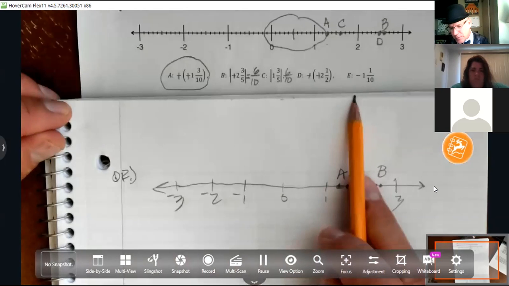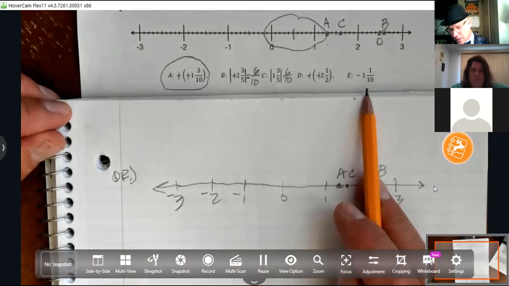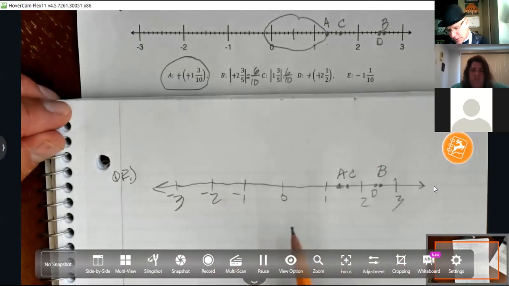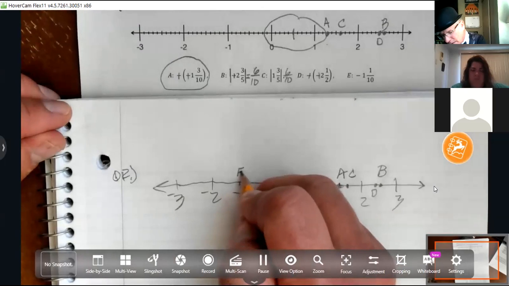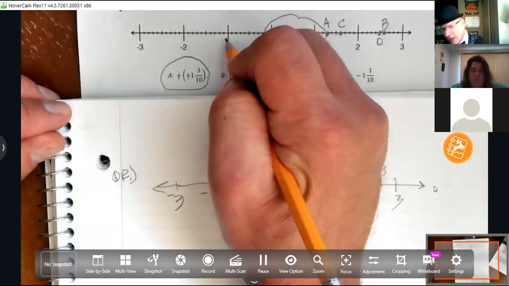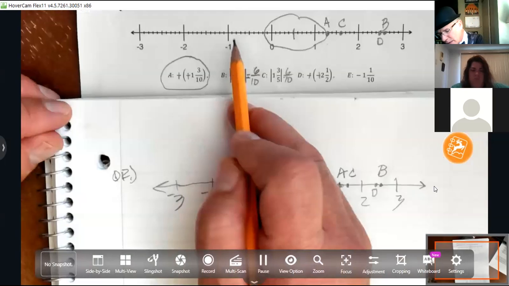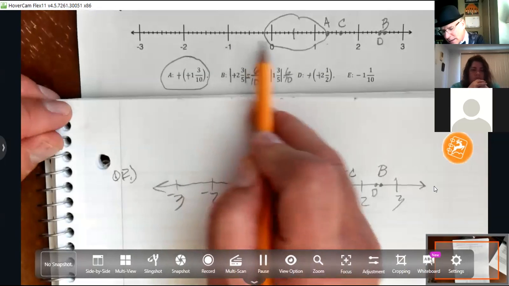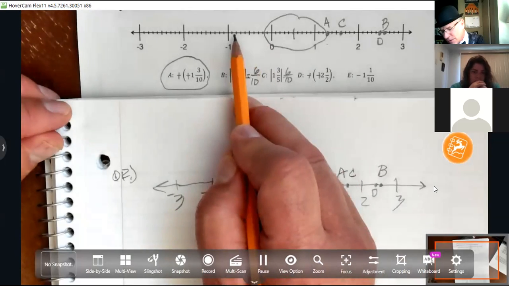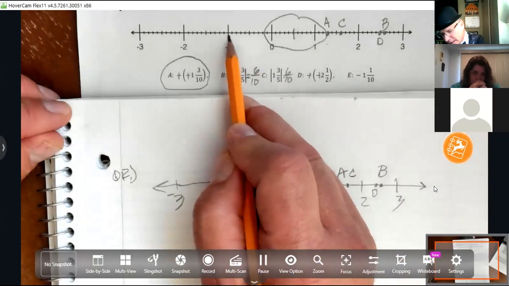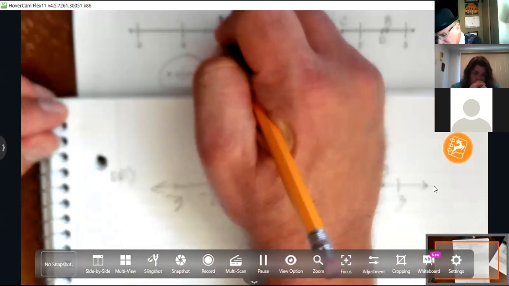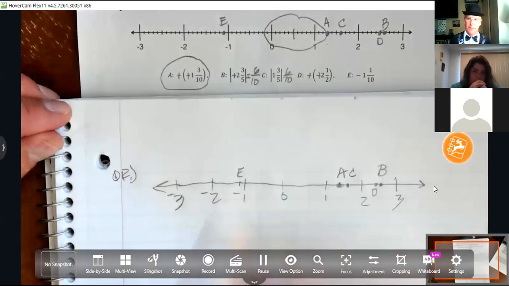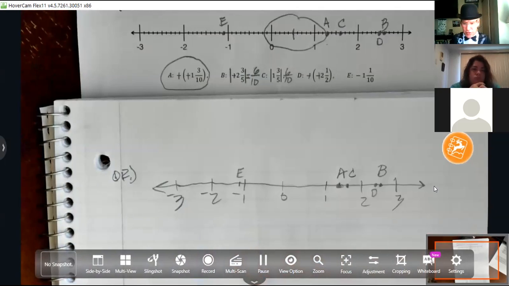Last but not least is point E, -1 and 1/10. So we're going to go to -1 and 1/10, which would be really close to 1, but it's going to be on the other side of 1. Because remember, between 0 and 1, that's 1/10, 5/10, 9/10. -10/10 would be -1. So -1 and 1/10 would be just to the left of -1. And that concludes our quick review.